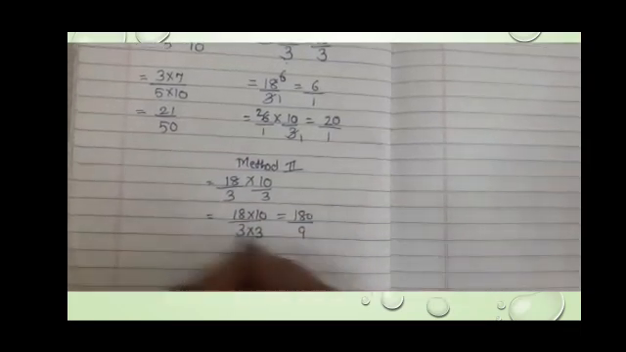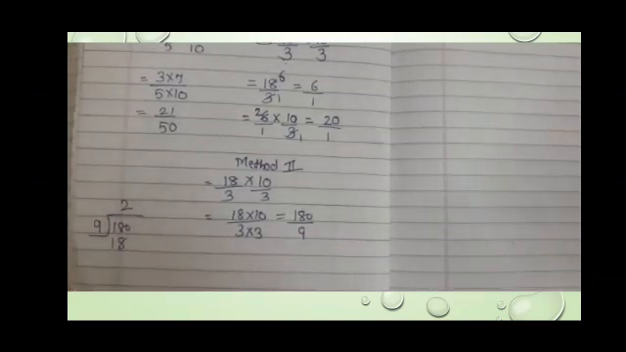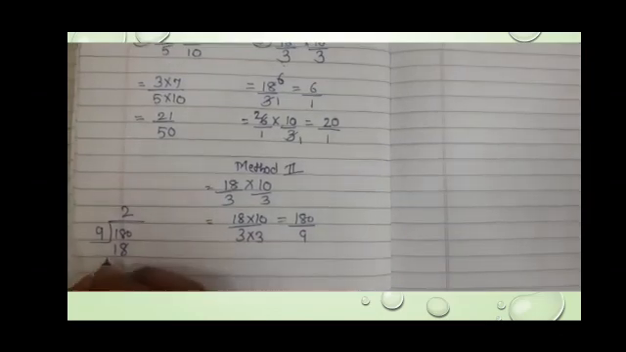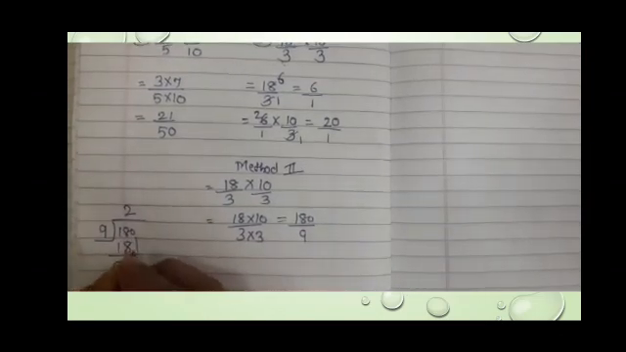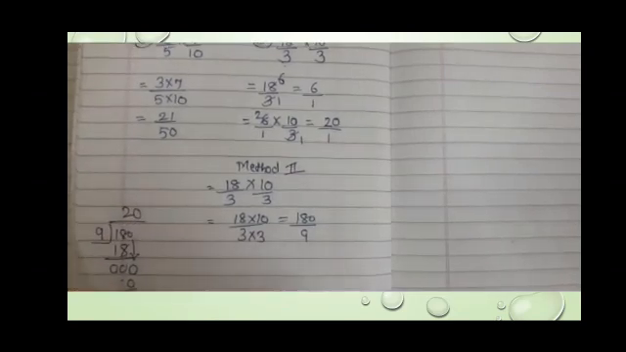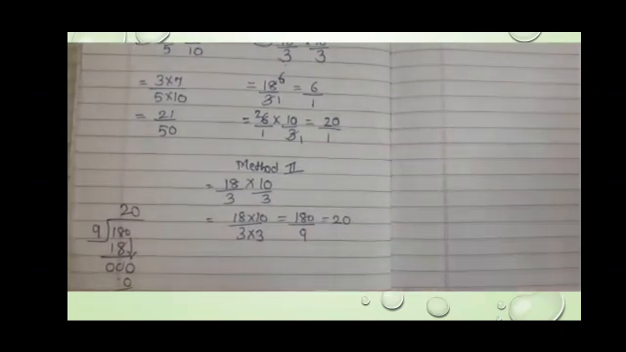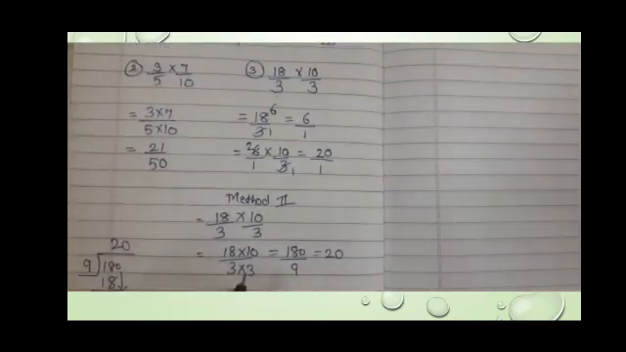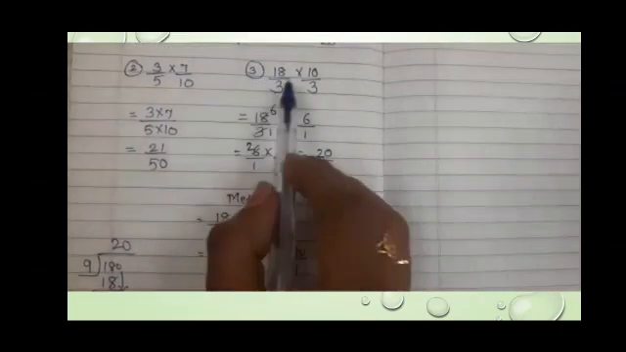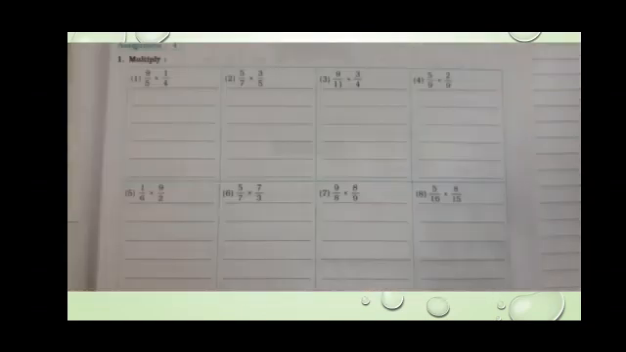Now this you have to divide. Division you have to do in your rough page. 9 2s are 18. So your remainder is 0. Now this 0 you will bring down. 9 zeros are 0. So your answer here is 20. So you can do it by both methods. You can multiply the numerators or you can make the cutting and do it this way.